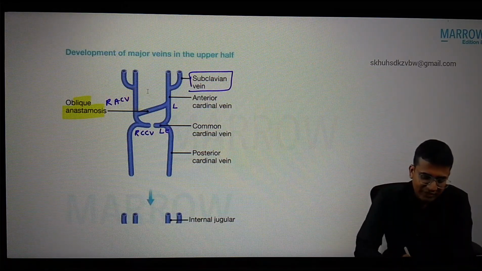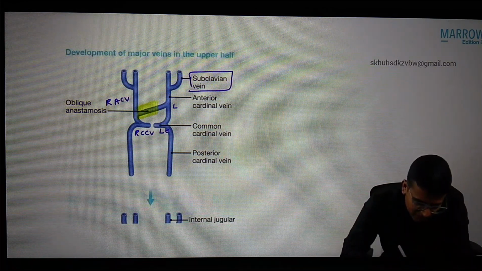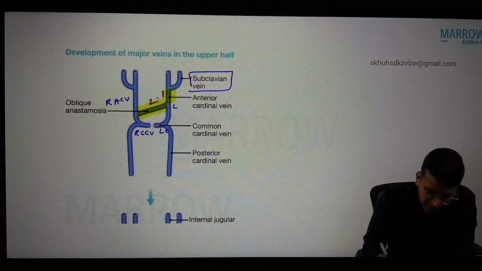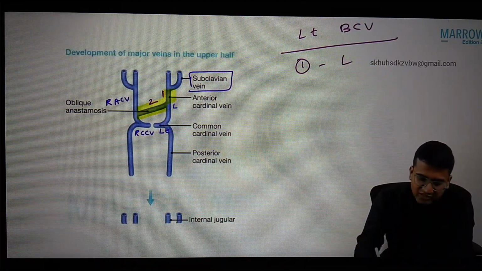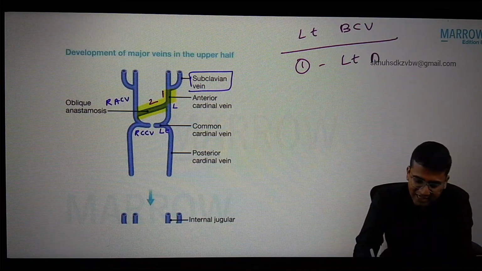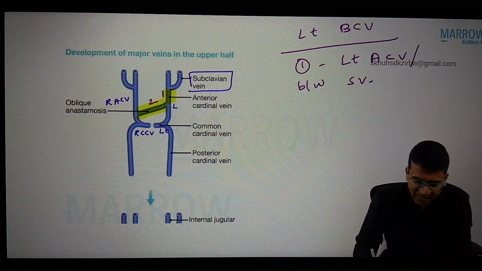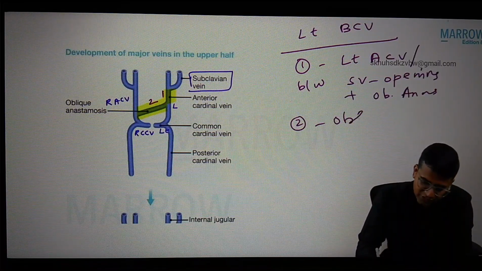Okay, right. So what about the left brachiocephalic vein? The left brachiocephalic vein derives from, this is number 1 and this is number 2. The left side brachiocephalic vein derives from number 1, the left side anterior cardinal vein present between the subclavian vein opening and the oblique anastomosis. What is number 2? Oblique anastomosis.